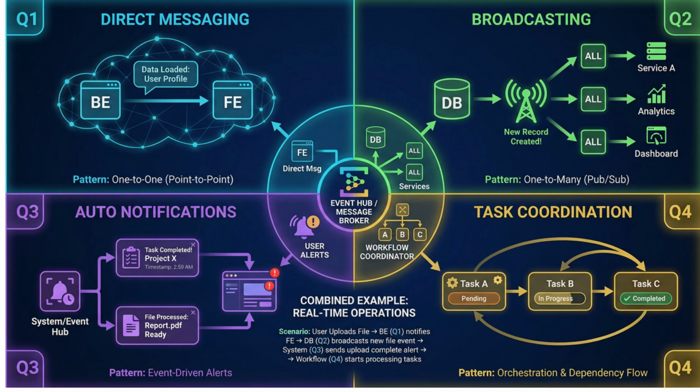Communication is what makes agent teams powerful. Unlike subagents that only talk to the main agent, teammates message each other directly. There are 4 primary patterns: direct messaging, broadcasting, automatic notifications, and task-based coordination. Direct messaging is point-to-point communication.